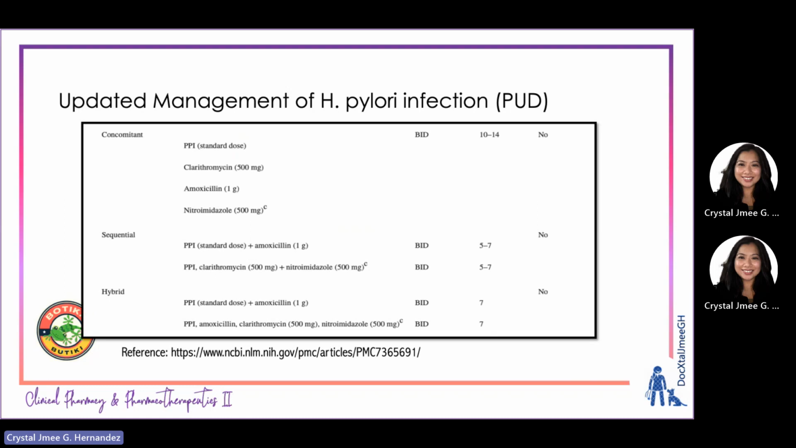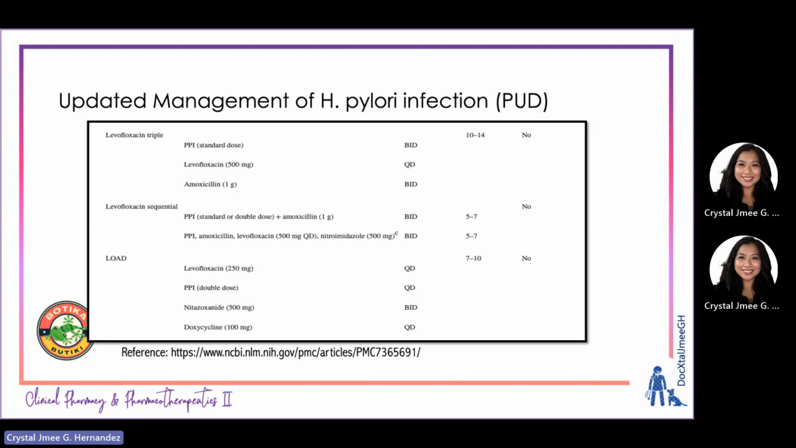And then we can also have concomitant, such as the use of PPI, clarithromycin, amoxicillin, and nitroimidazole instead of metronidazole. For sequential, we can have PPI plus amoxicillin, then PPI, clarithromycin, and nitroimidazole. And for the hybrid, we use PPI and amoxicillin, and PPI, amoxicillin, clarithromycin, and nitroimidazole.